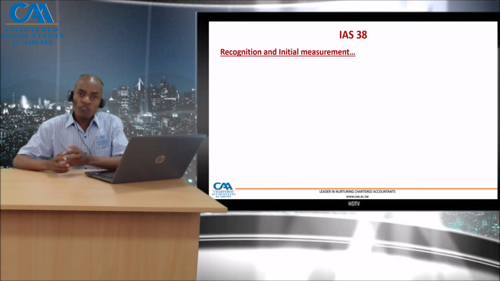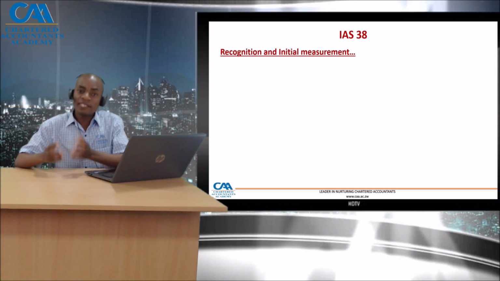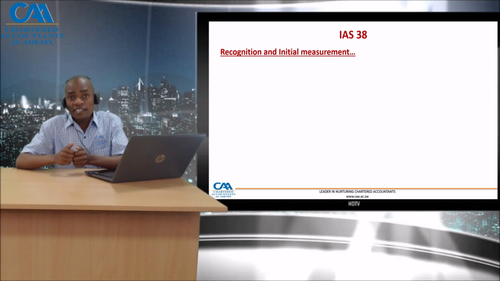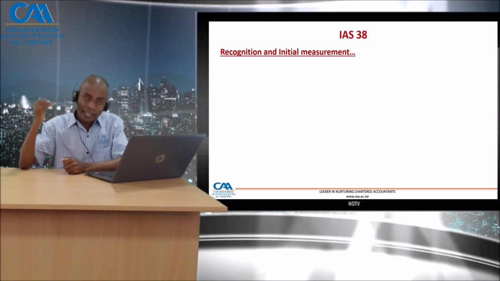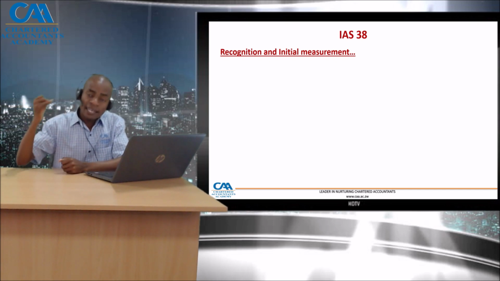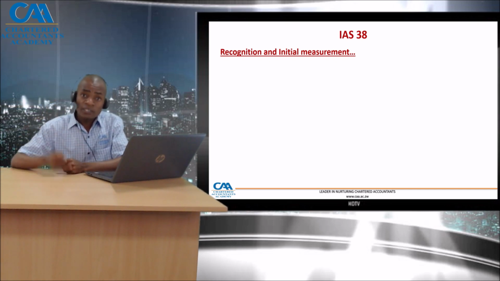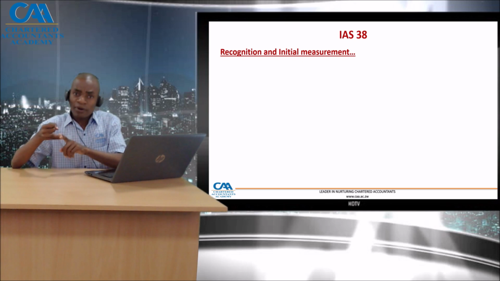Now, we are moving on to the recognition as well as the measurement of intangible assets. At what point is the entity required to recognize the intangible asset in its books? In as far as IAS 38 is concerned, the entity is only required to recognize an intangible asset if, one, it has met the definition of an intangible asset. That is, the asset should be an identifiable non-monetary asset without physical substance. And secondly, the intangible asset must meet the recognition criteria.